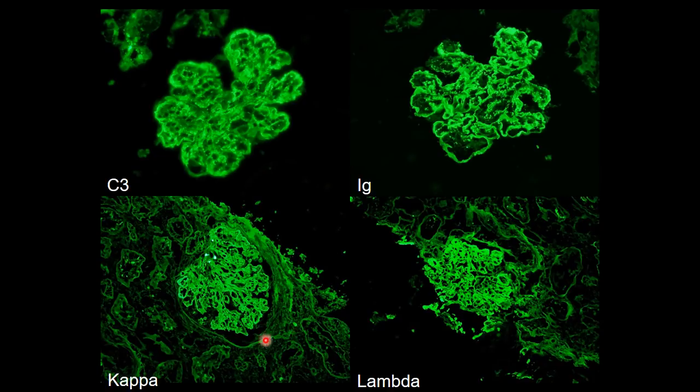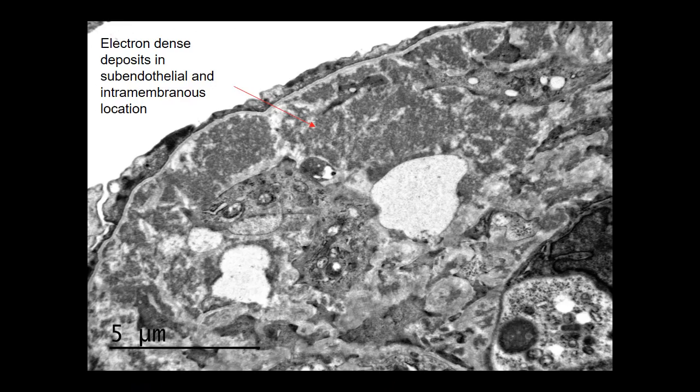The IF image is going to light up like this, and these are different. The pathologist will tell you C3, IgG, kappa, lambda. They can show you any of this. This is not a diagnosis that IF would give you.